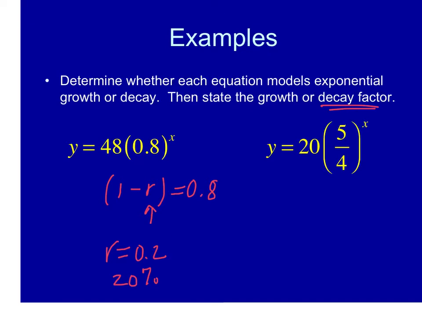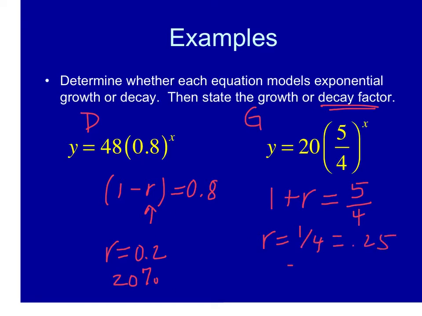So for this second example, we're looking at 5/4. That's greater than 1, so we know we're dealing with growth. In this case, 1 plus r is going to equal 5/4. So our r value is 1/4 or 0.25 or 25%. Again, a couple different ways you can write this, but that's how you find a growth or decay factor. You're just looking for r.